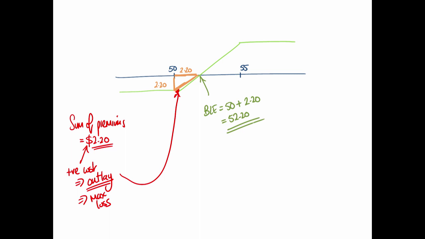And it doesn't take too long to see another triangle where we can get our maximum gain. The other triangle is from 52.20 to 55. Now this distance here is 55 minus 52.20, which is 280. There's 220 here, 280 there, and that accounts for the 5 that is the difference between the strikes. So if this distance is 280, then this distance must be 280, and that, therefore, is your maximum gain.